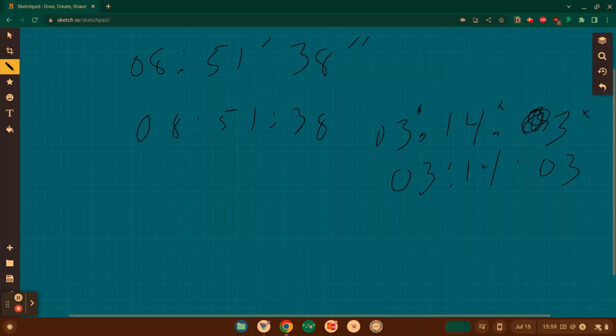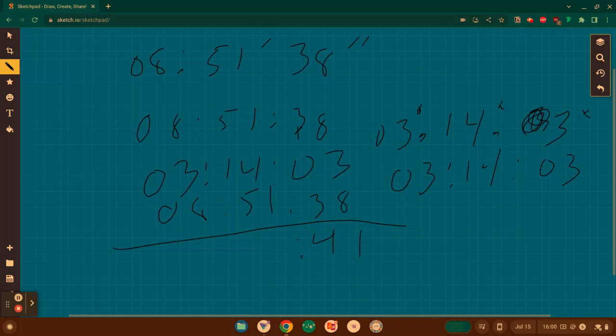But let's just say we have to add this to Greenwich Sidereal Time. So we have this 14:03, and then we add 08:51:38. And so we just add. So 8 and 3 is 11, and that's 4, so that's 41. And then we get 4 and 1 is 5, and 5 and 1 is 6, so we'll have to convert that. We'll do that in a second.